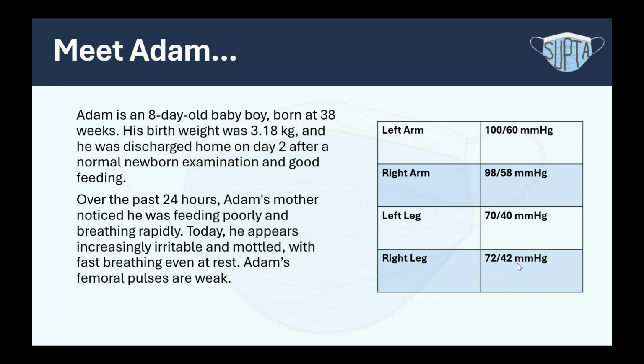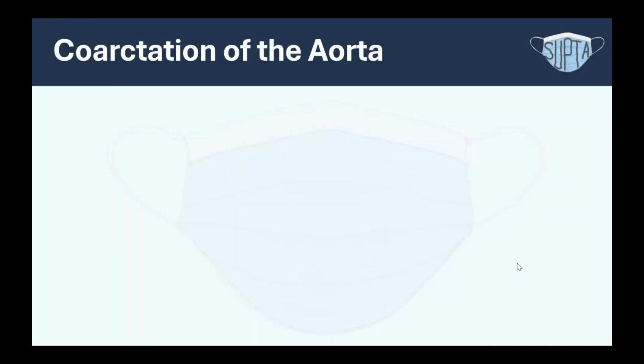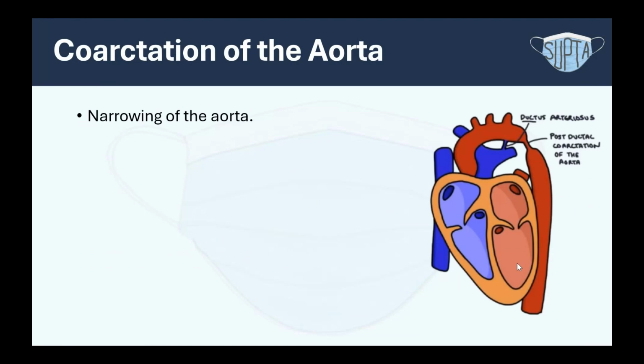What do we suspect here? We've got coarctation of the aorta. So yeah, the answer is going to be coarctation of the aorta. So what exactly is it? Coarctation of the aorta is just referring to a congenital narrowing of the aorta.